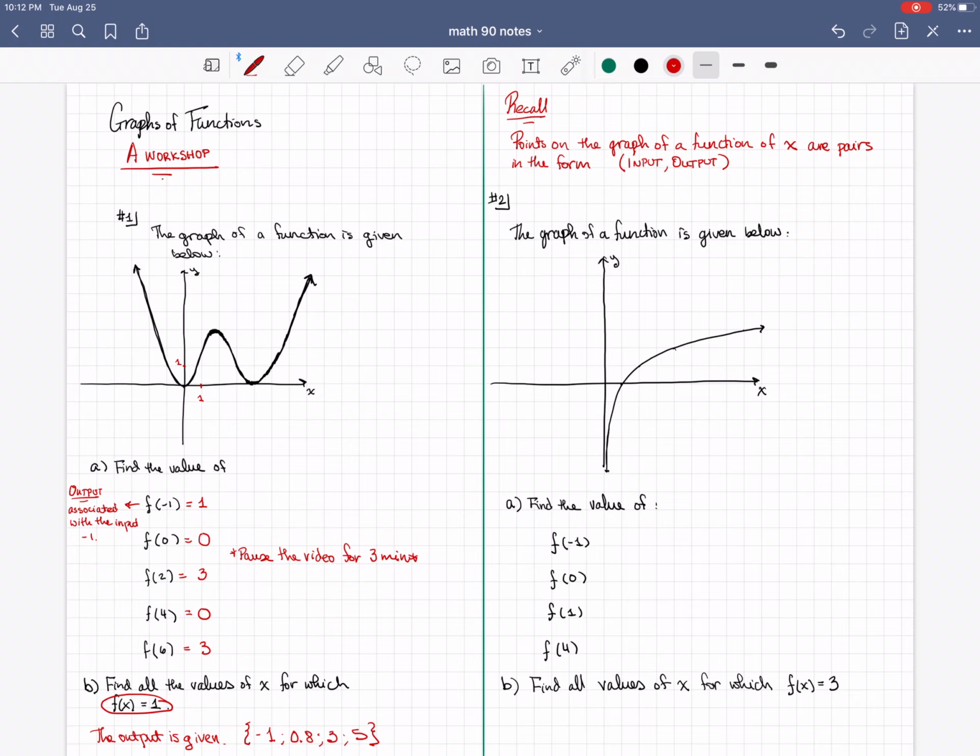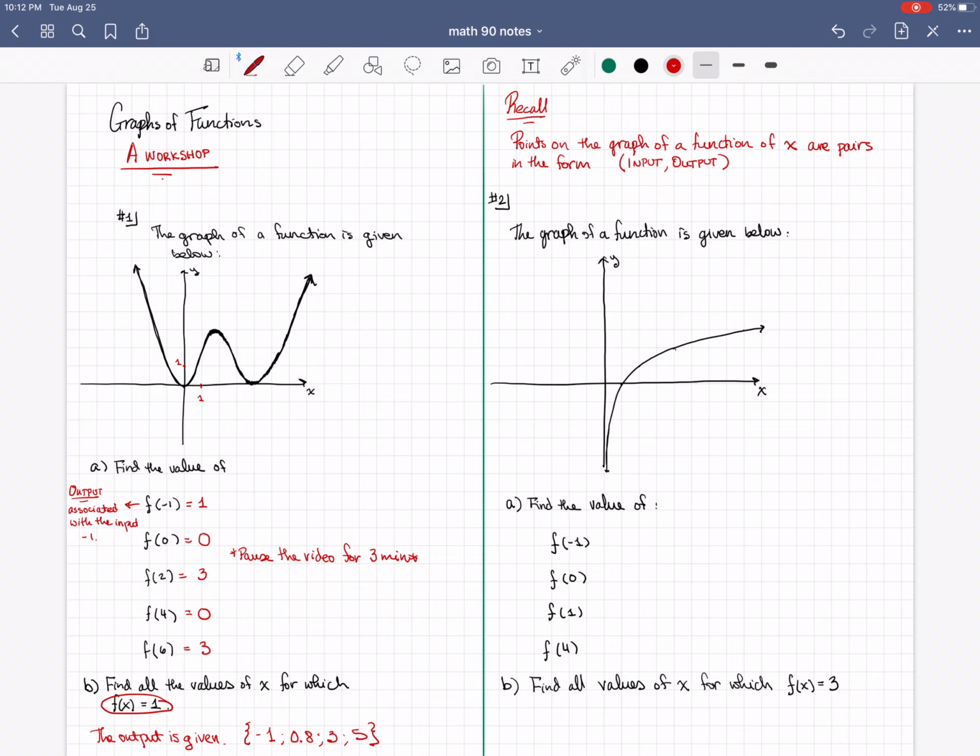Okay, so that was problem 1. Problem 2, we're going to do very much the same sort of thing, just with a different graph. And I'm going to encourage you to actually take some time for both parts A and B to see if you can work this out on your own, and then come back and we will revisit. So real quick, just to get you started, we have this graph of a function.